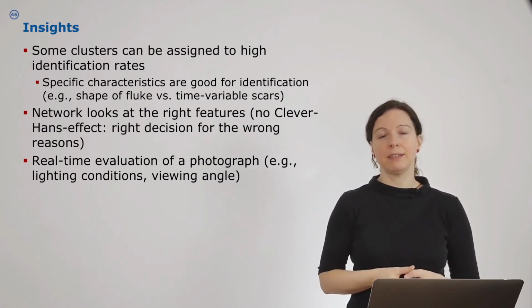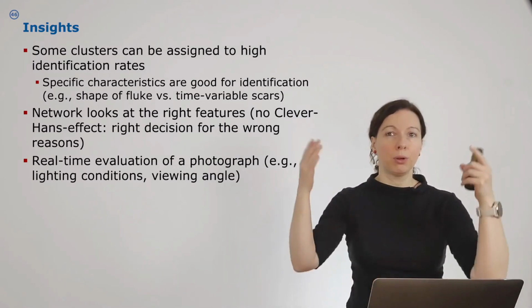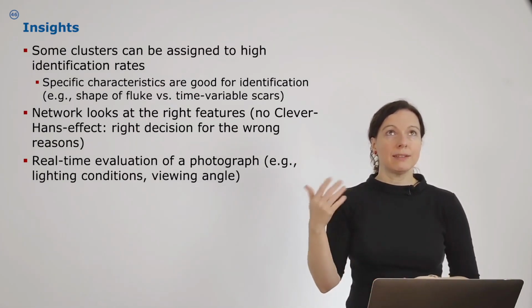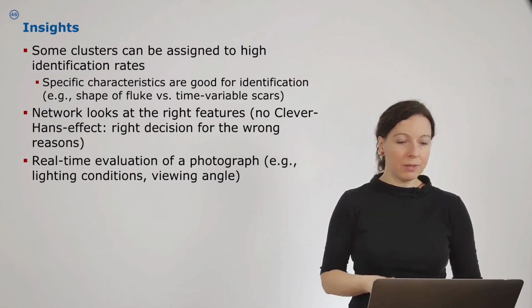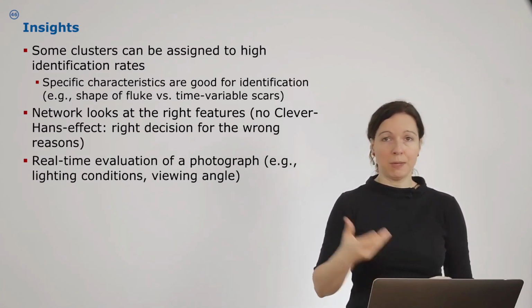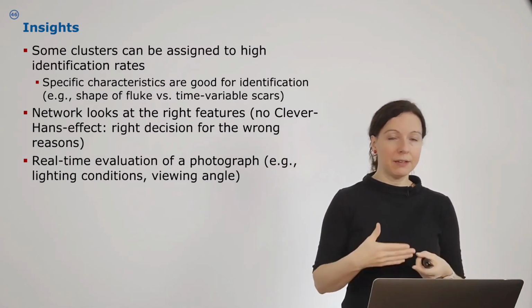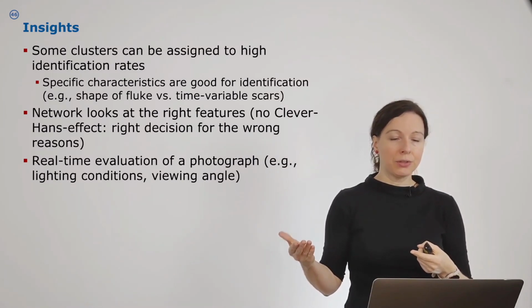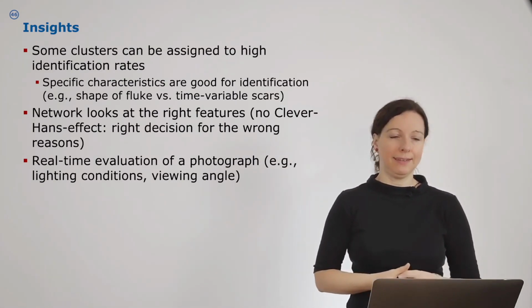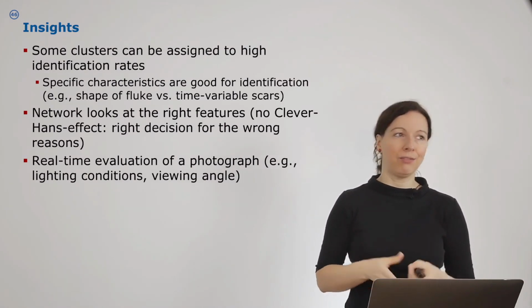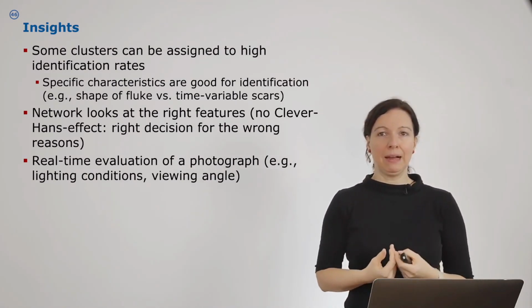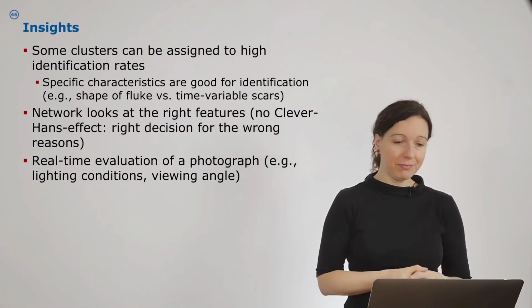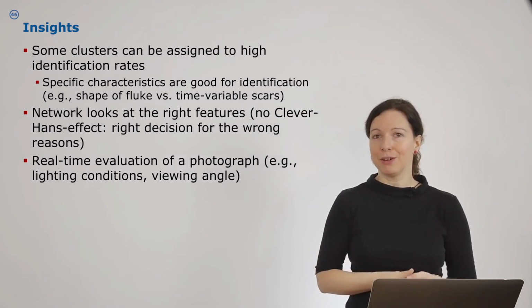A clever Hans effect in this case would be, for example, if the network always looks into the background, not at the fluke. And imagine as a long-term goal, a real-time evaluation of a photograph. So imagine you take a photo and it's sent to a database and the heat map is analyzed, and you could get an immediate feedback how good your photo was and how helpful, and if it might contribute for the spatial temporal monitoring of the whales or not.